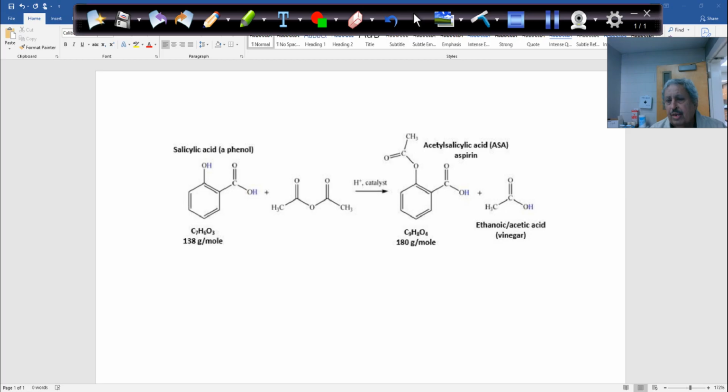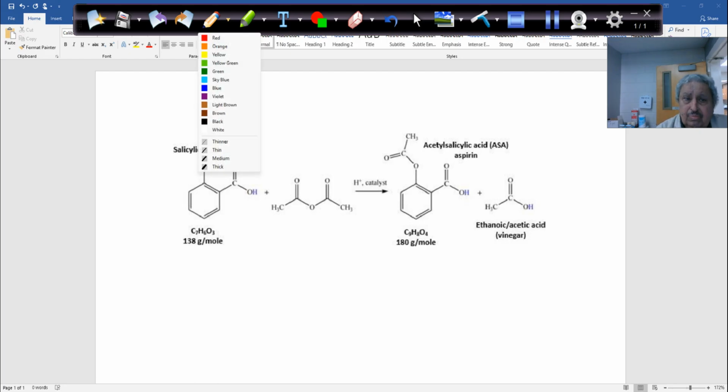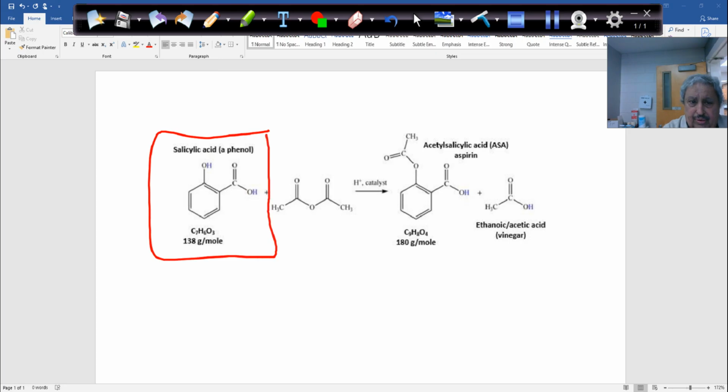Okay, so last week we did produce aspirin, and we said we took the salicylic acid. Salicylic acid has two functional groups. It has a hydroxy group and a carboxylic group. So it can act as an alcohol or phenol and can act as an acid. So it has both characters, salicylic acid.